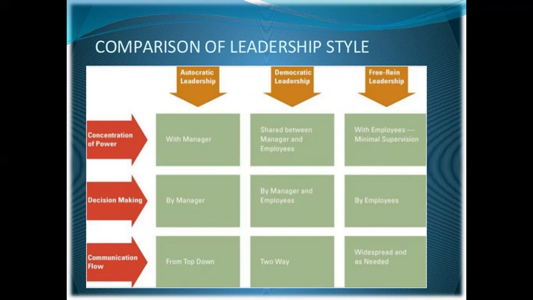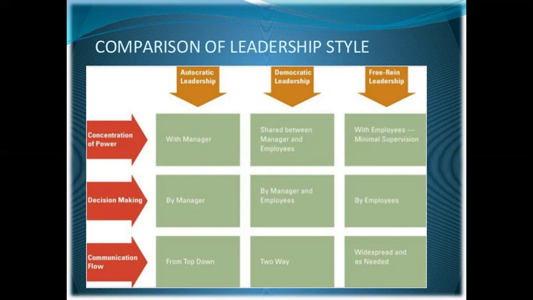Whereas in the democratic leadership style, the concentration of power is shared between the manager and the employees. In free rein leadership, the concentration of power is with the employees, with minimal supervision. Now, regarding decision making, in autocratic leadership, it is done by the manager itself. In the democratic leadership style, it is done by the manager and the employees. Whereas in free rein leadership, decision making is done by the employees themselves.